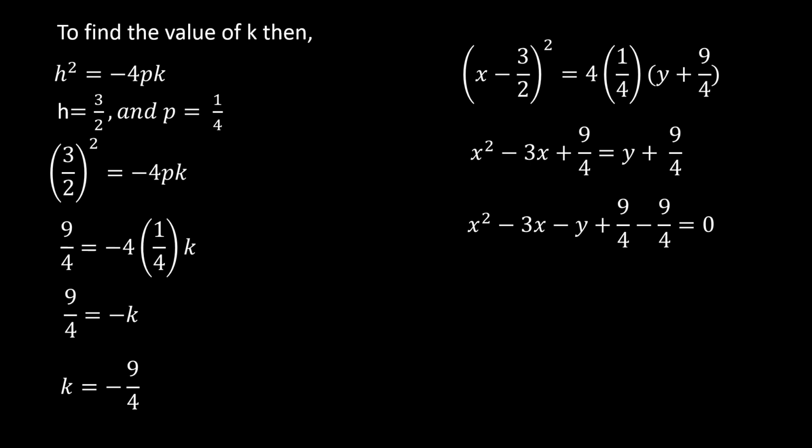Then we have here x squared minus 3x. From positive y it becomes negative y. Then just copy 9 over 4. Then the 9 over 4 from the right hand side, we will transpose to the other side, so it will become negative 9 over 4 equals 0. Then simplifying, we can now have x squared minus 3x minus y equals 0. Therefore, the answer is letter A, x squared minus 3x minus y equals 0.